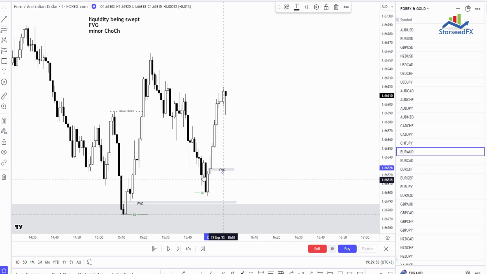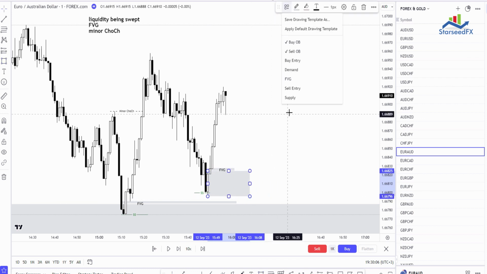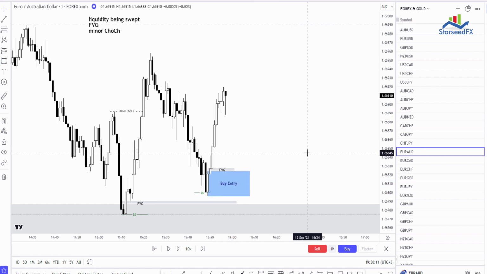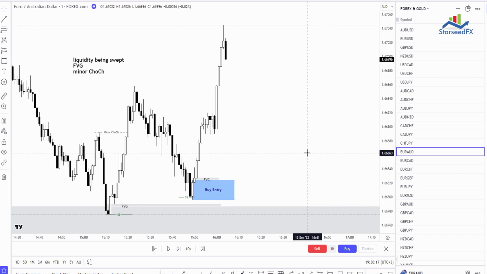Can I place a pending buy over here? Yes, I can do it. So now I will place a pending buy. Buy entry. Okay, let's move on and see what will happen. Market pushing up.